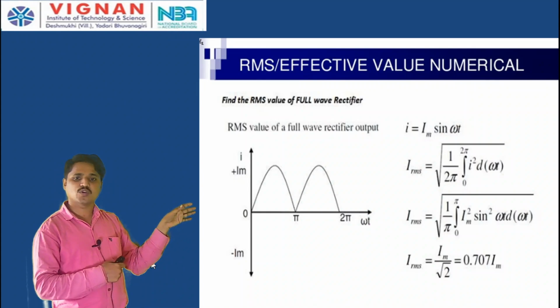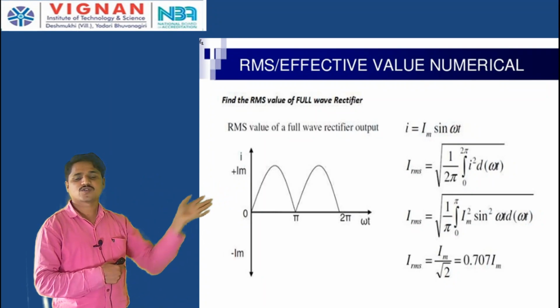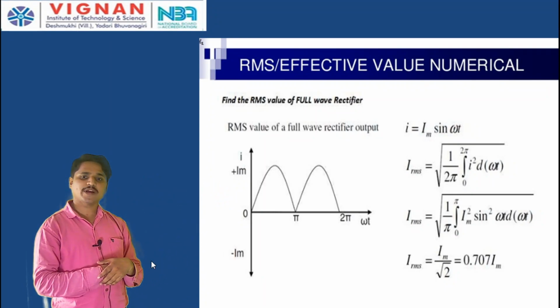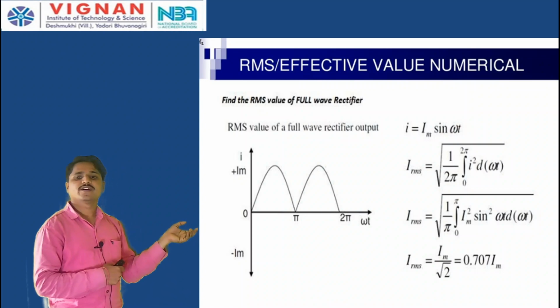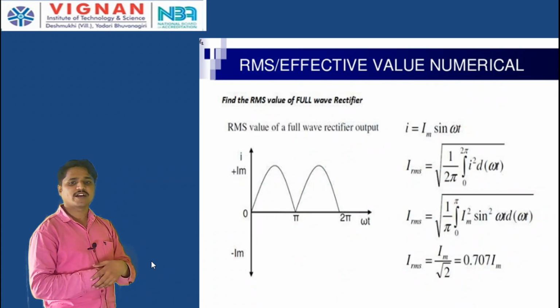So, IRMS is equal to square root of 1 by total time period 2 pi. See, total time period is 2 pi here. So, 1 by 2 pi integral of 0 to 2 pi I square d omega t. Therefore, 1 by pi integral of 0 to pi Im square sin square omega t d omega t. Im square is a constant maximum value, you can write it outside. So, Im square by pi you can write outside, and how to calculate the sin square omega t integration?